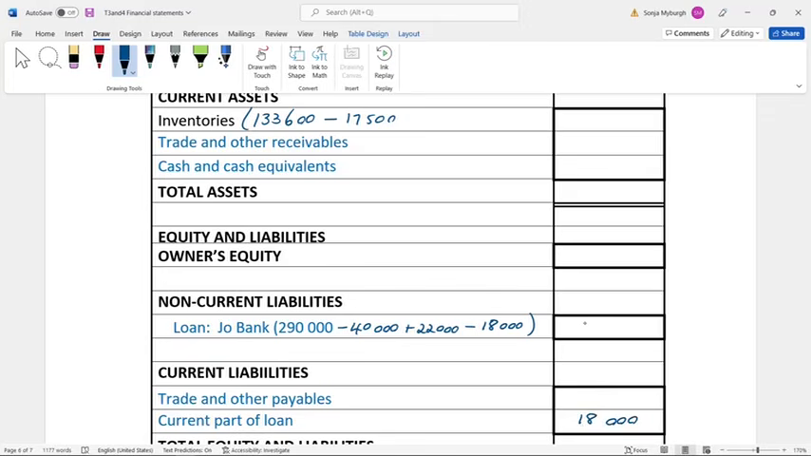So that our loan amount is 254. If I add the 18,000, then I will get to that 272. But of that 272, 254 is non-current and 18 is a current portion of the loan.